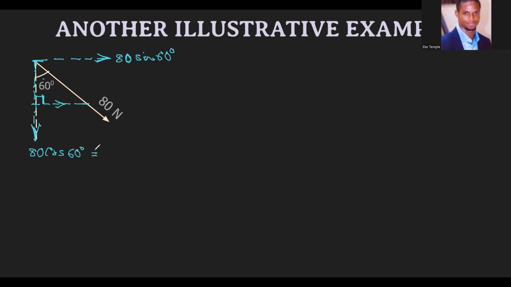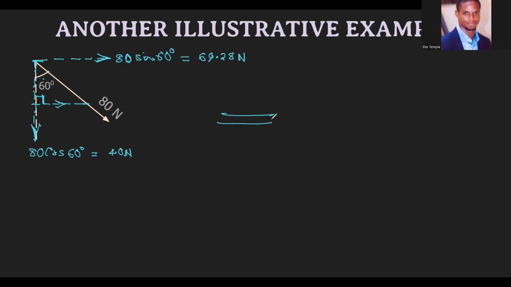Now, with an electronic calculator, we can take the values. Cos of 60 degrees is 0.5. 80 times 0.5 will give you 40 newtons. And the sine of 60 degrees is 0.8660 multiplied by 80, we have 69.28 newtons. Mission completed.